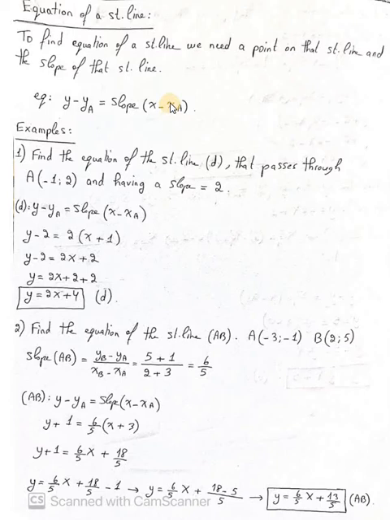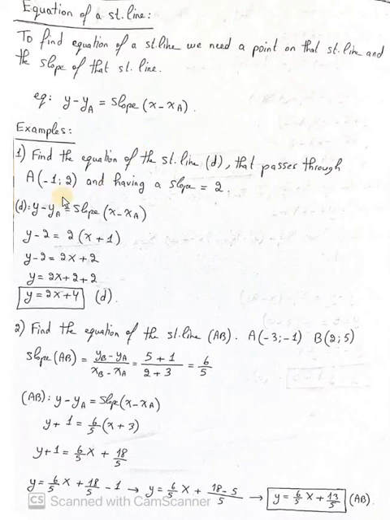A point has a location. It has its coordinates. It has its x and its y. So this will be a number. This will be a number and the slope will be a number. The rest, y and x, will be y and x in every equation. Let's take examples. So remember, in order to find the equation of a straight line, we need its slope and we need a point on that straight line.